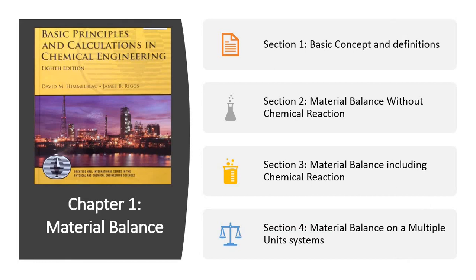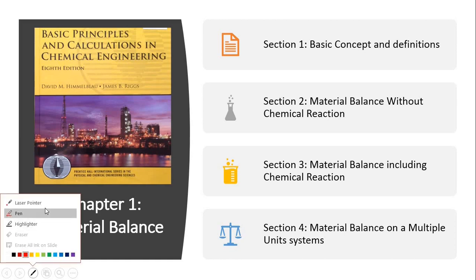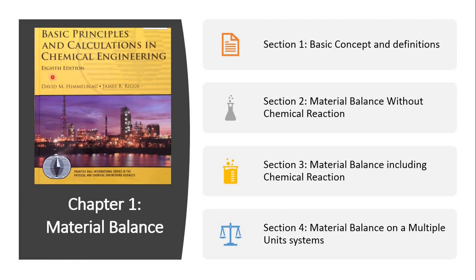The reference for this course will be the book Basic Principles and Calculations in Chemical Engineering. It will be the 8th edition. So try to get the book because we are going to solve many exercises and questions from that book, and we will extract the information from that book.